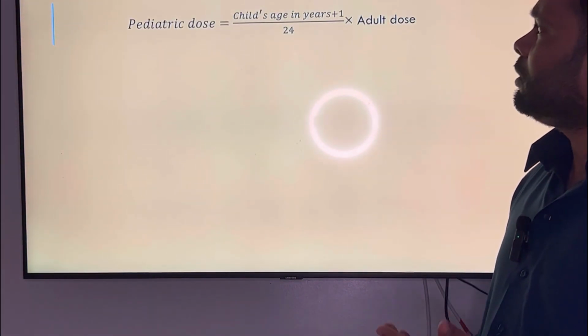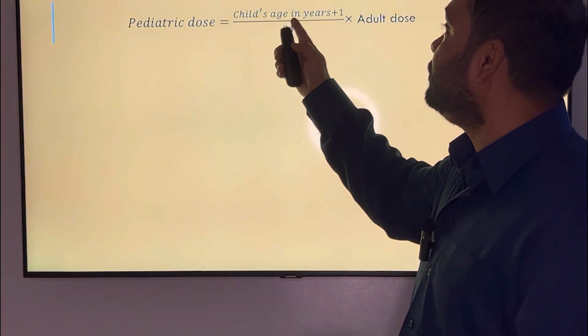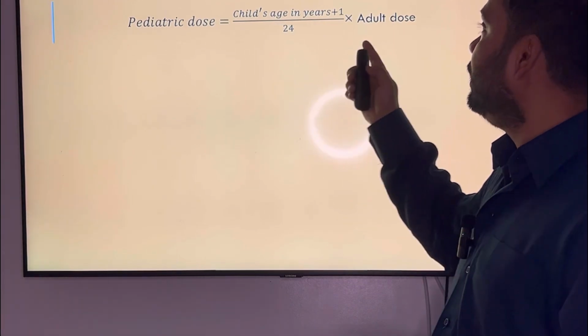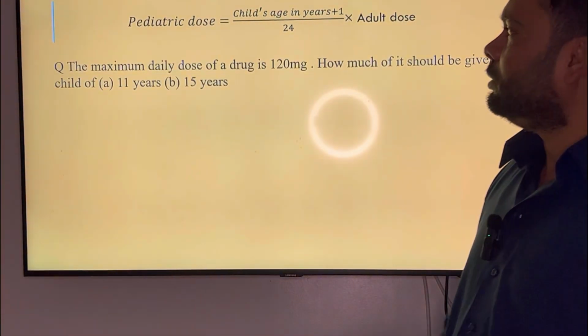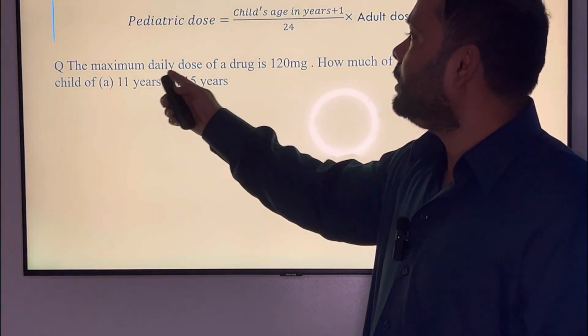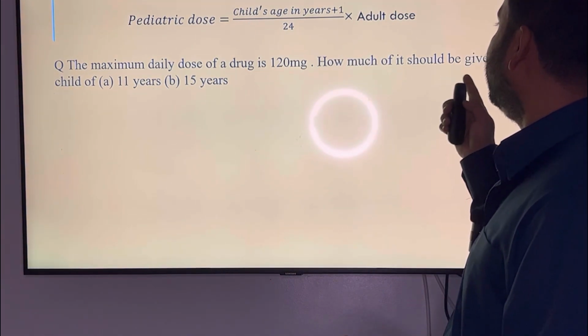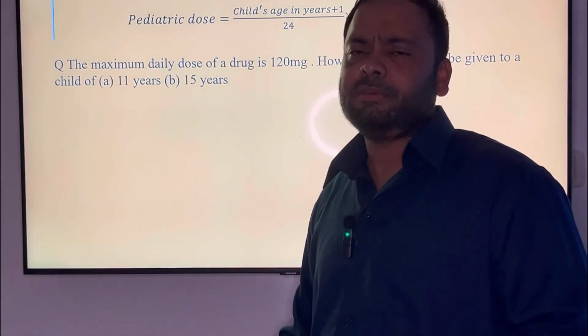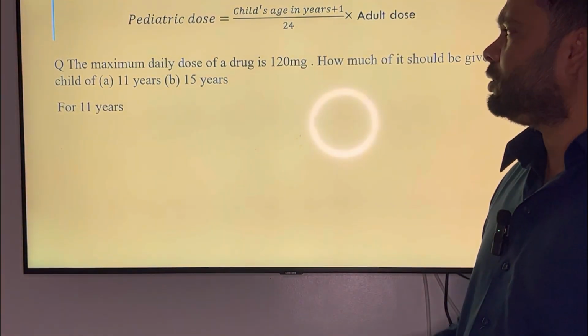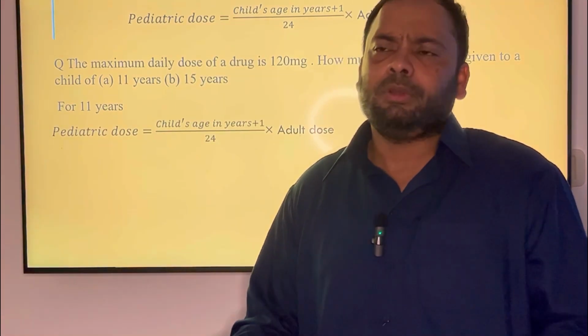Now comes another formula, that is Young's formula. This formula says child age in years plus 1, divided by 24, multiplied by the adult dose. Now, I have taken a question to explain this. The maximum daily dose of a drug is 120 milligram. How much of it should be given to a child of 11 years and 15 years? This is a simple formula. Just memorize the formula, put in the values and calculate.